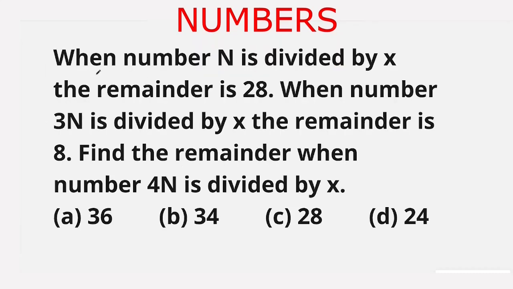Our question is, when number n is divided by x, the remainder is 28. When number 3n is divided by x, the remainder is 8. Find the remainder when number 4n is divided by x. The given options are option A 36, option B 34, option C 28, option D 24.